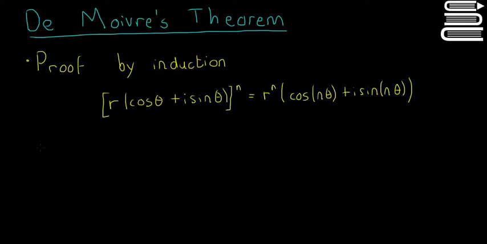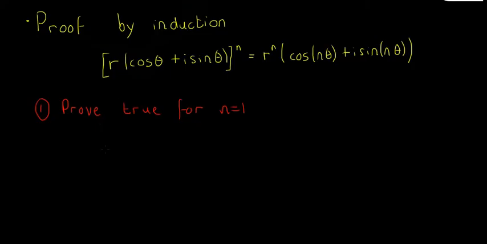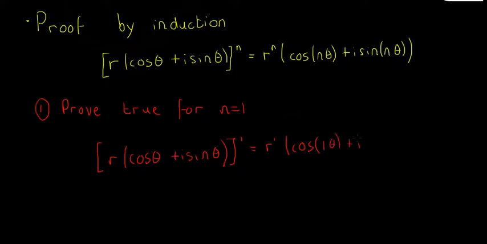So we're going to start with step 1, is we're going to prove it's true for n is equal to 1. So prove true for n is equal to 1. So that means I'm going to write on this side, it's going to be in brackets, r then cos theta plus i sine theta, and then finish the brackets, to the power of 1 is equal to r to the power of 1 by cos of 1 theta plus i sine of 1 theta, all multiplied by 1. And this is true because 1 theta is just theta, so it's the exact same as what we have here. So true for n is equal to 1.